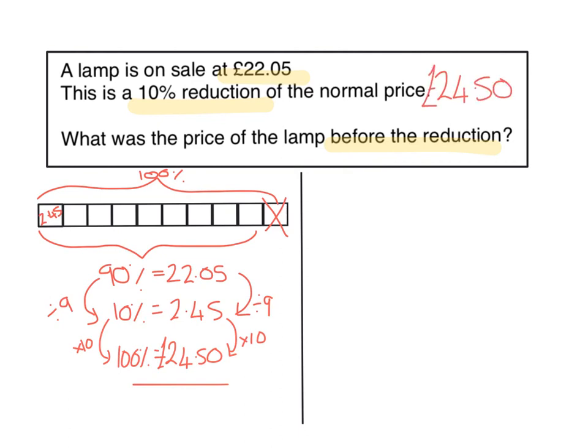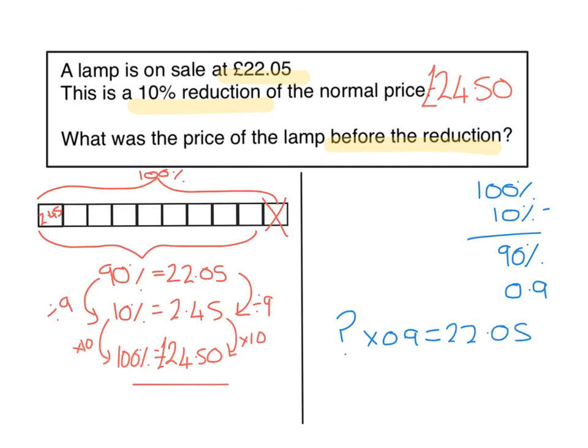Again, if you prefer the multiplier way, you need to think my original amount is always 100%. This time there's been a 10% reduction, which means it's been taken away, so I'm left with 90%. 90% as a decimal is 0.9. So my original amount, which I don't know, I've times it by 0.9. I've ended up with an answer of £22.05. I need to do it backwards. £22.05 divided by 0.9. On my calculator, £22.05 divided by 0.9.